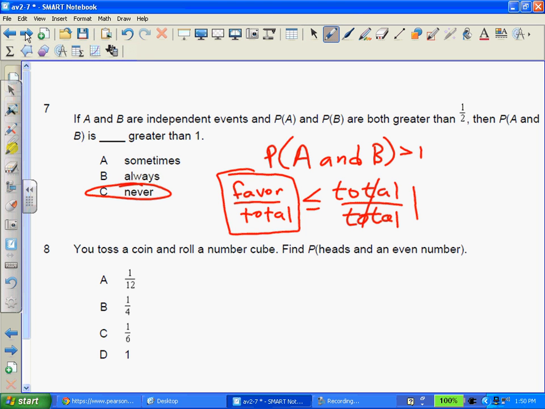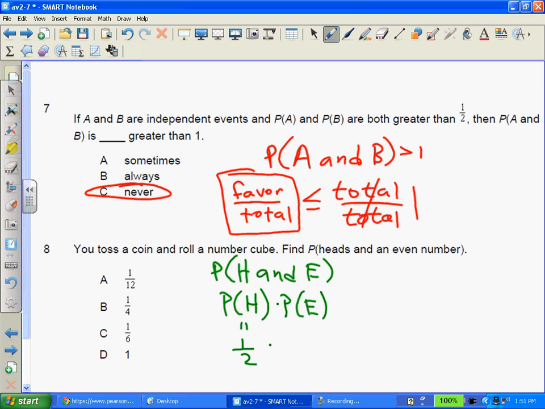And the last one, you toss a coin and roll a number cube. Find P of heads and an even number. This is independent probability, P of H and even. Well, P of H times P of even. P of H is 1/2, or 1 out of 2. P of even is 3 out of 6, which is also equal to 1/2. When we multiply those, we get 1/4, which is letter B.